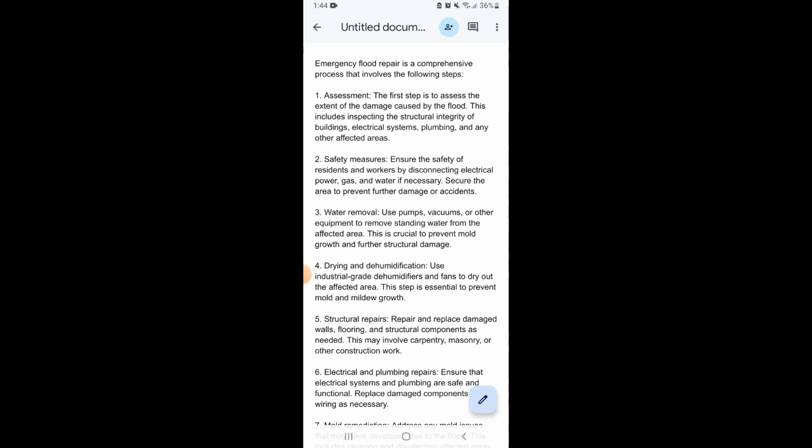So first of all, step number one is assessment. The first step is to assess the extent of the damage caused by the flood. This includes inspecting the structural integrity of buildings, electrical systems, plumbing, and any other affected areas. And step number two, safety measures.